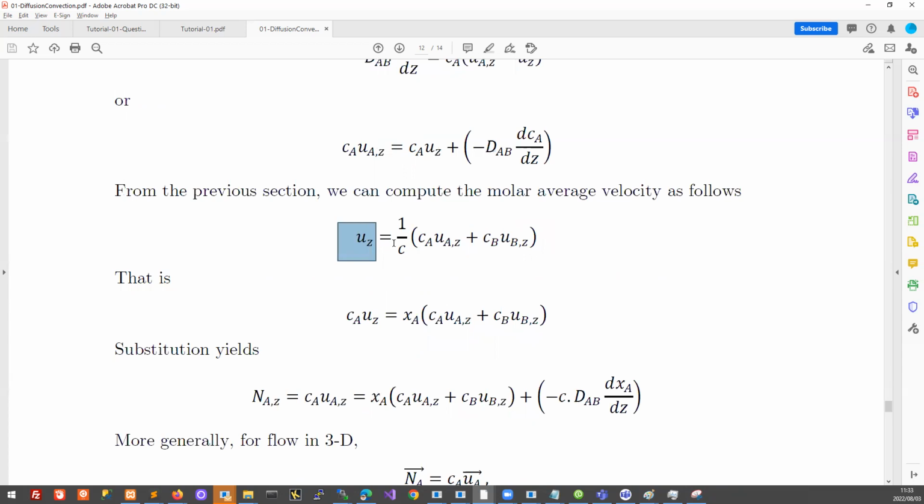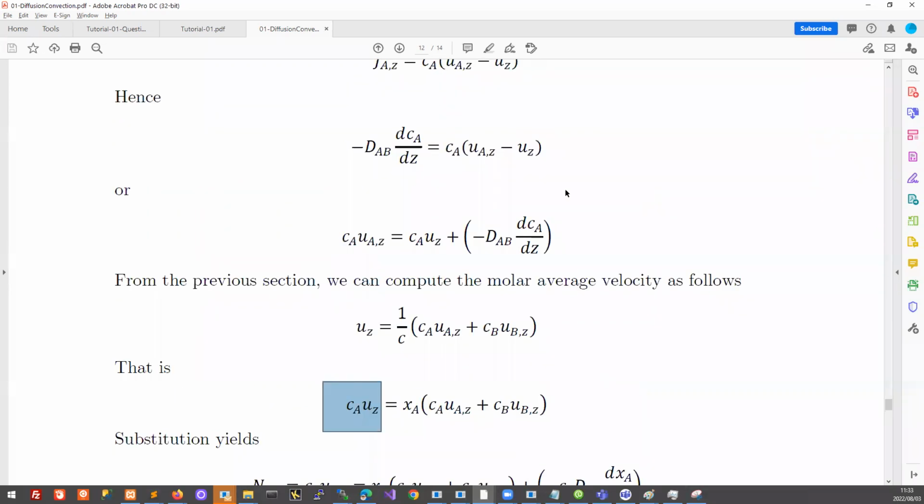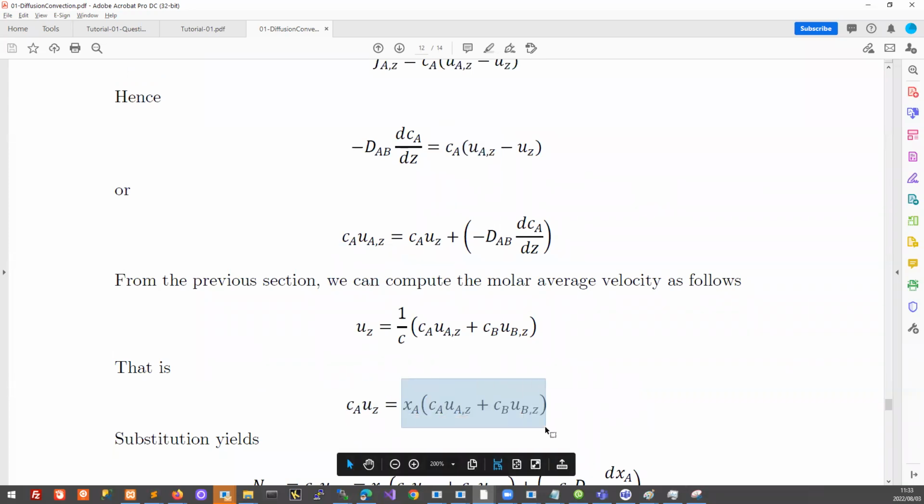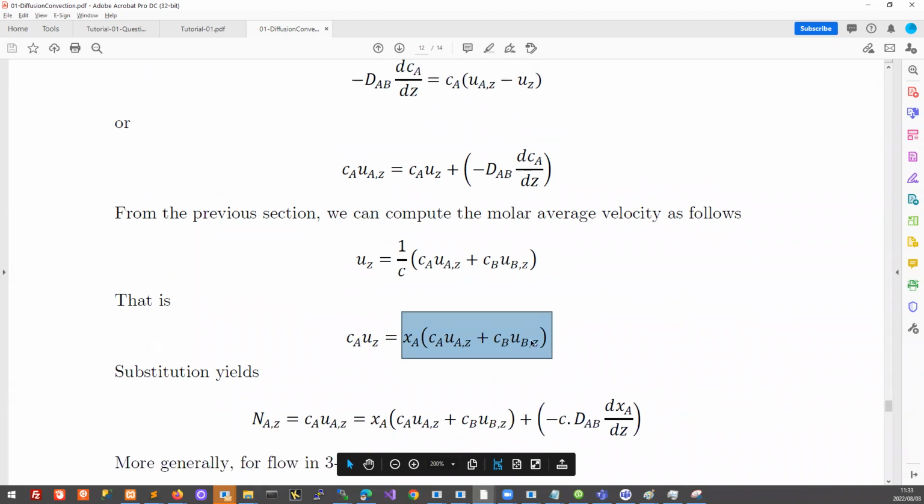Or rather, no, sorry. Here I'm just saying we multiply by Ca. So if you multiply both sides by the concentration Ca, then Ca over C here will give us the mole fraction. So that gives us now a nice expression that we can substitute for CaUZ. So if we go back up here, this Ca times UZ, we can replace with this thing, right?